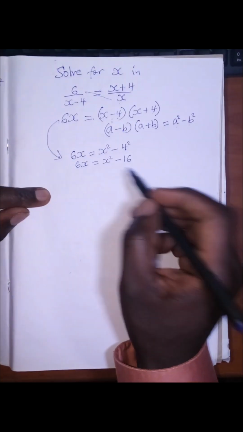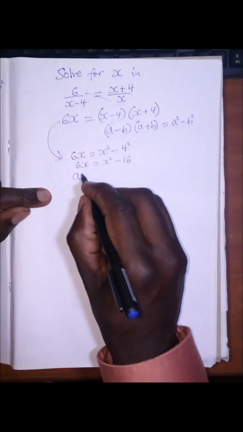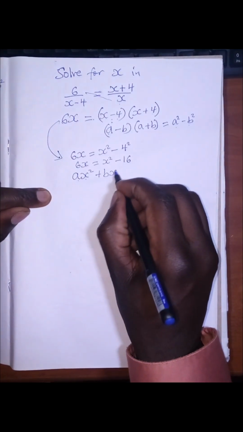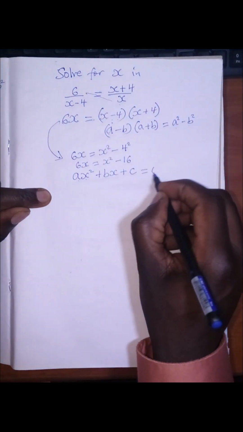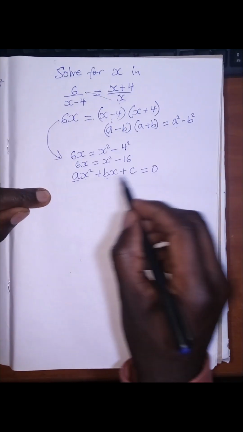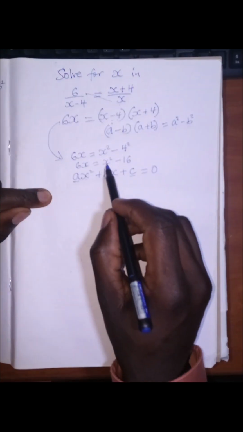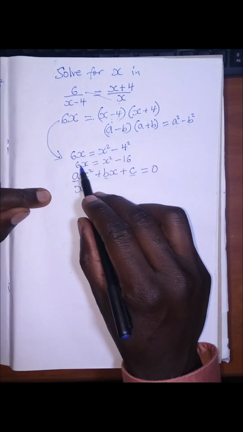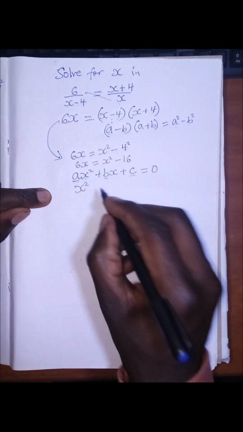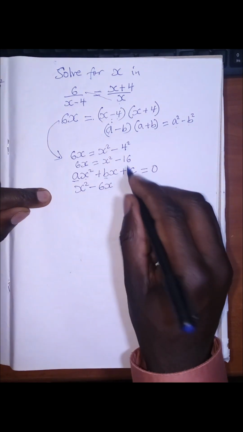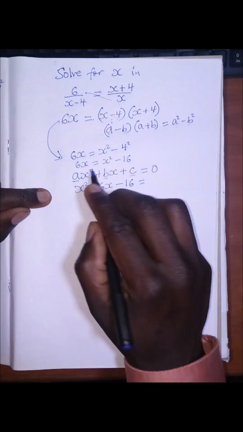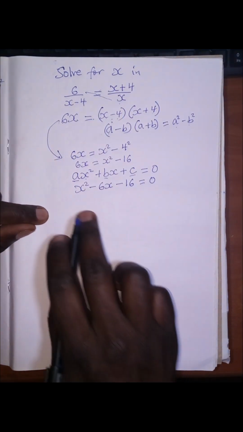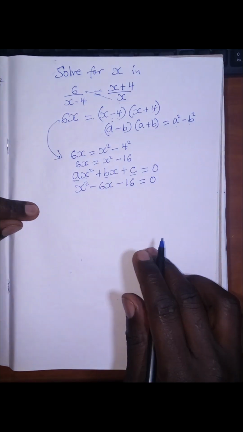So we need to rearrange this equation in the form of a quadratic equation, ax squared plus bx plus c is equal to 0, whereby a, b, and c are constants. So rearranging it, we shall have x squared, then take 6x to the right hand side, it will be minus 6x, then minus 16. Whatever remained here is 0, so it will be equal to 0. So we solve for this quadratic equation.